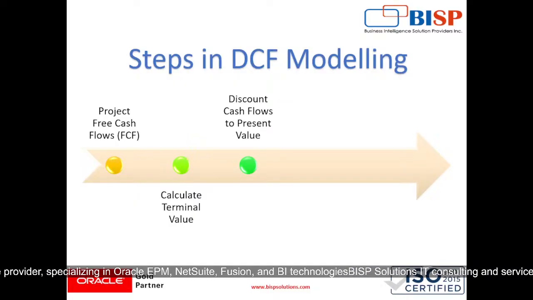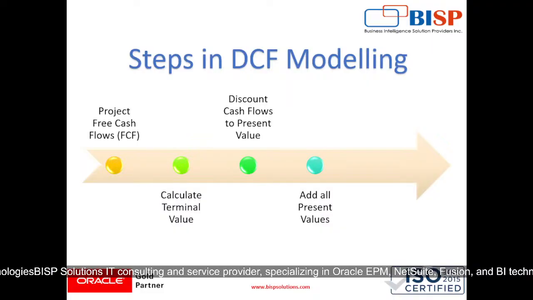Next is discounting cash flow to present value, where future cash flow is not as valuable as today's cash due to inflation or risk, so we will discount all future cash flows to today's value using a rate called WACC, which is the weighted average cost of capital.